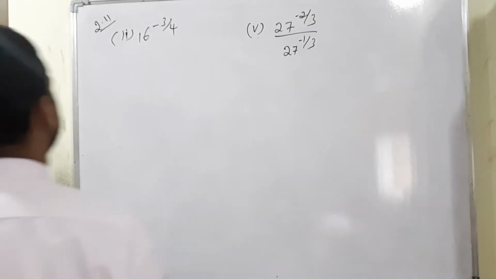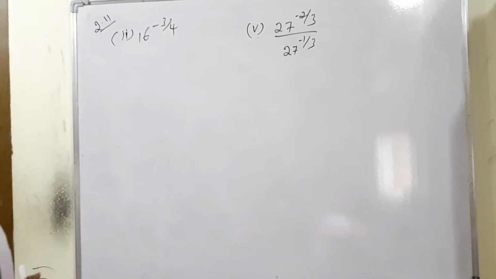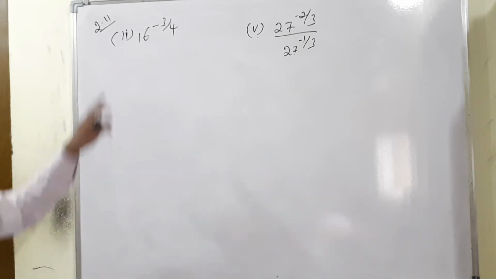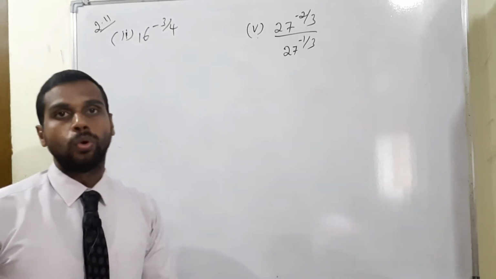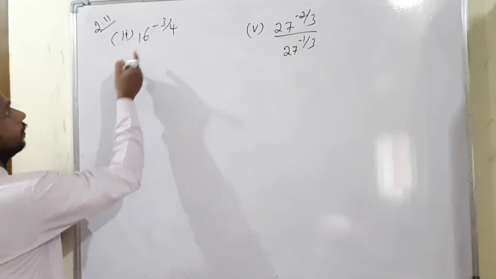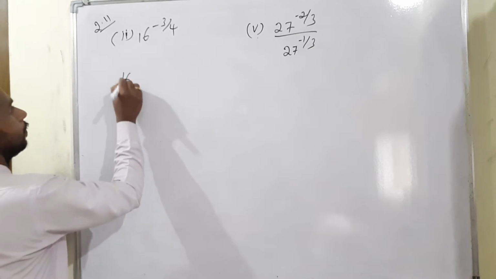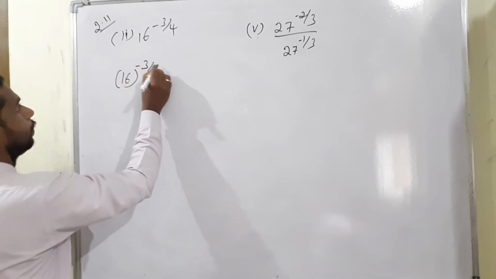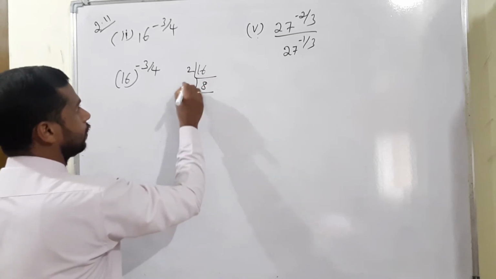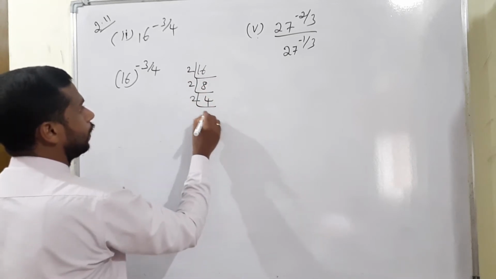Moving to exercise 2.11, given 5 subdivisions. Subdivisions 1, 3 and 4 are for homework. I will do the second and fifth one. Listen, second one: 16 power of minus 3 by 4. LCM of 16, what is the answer? 2, 8, again 2, 4, again 2, 2.